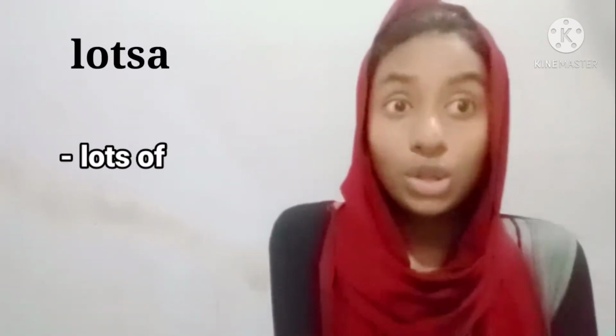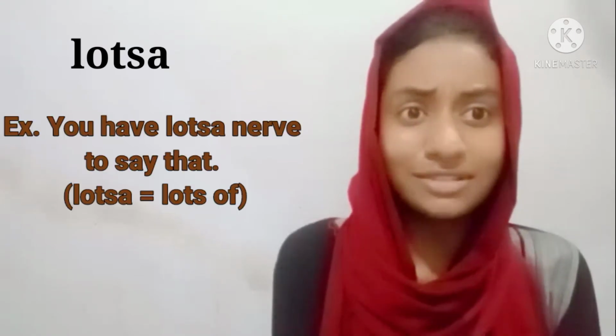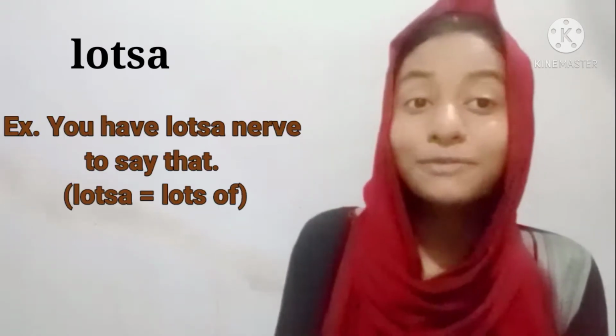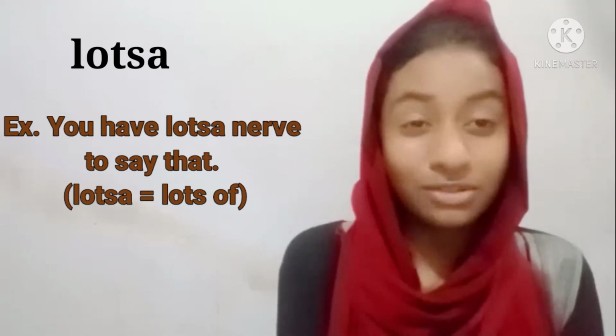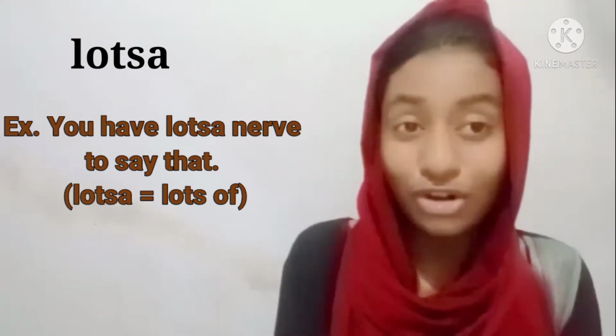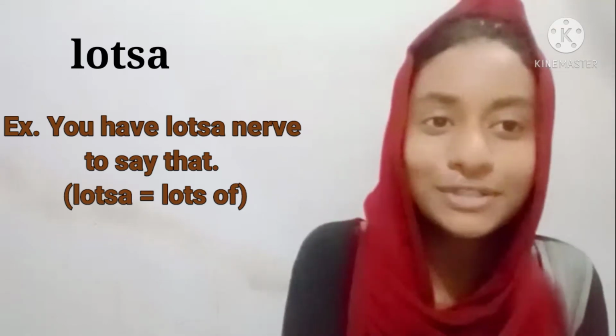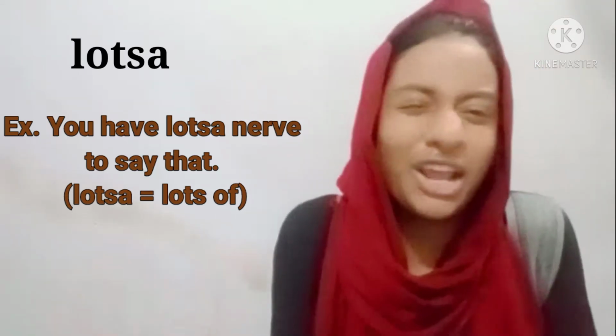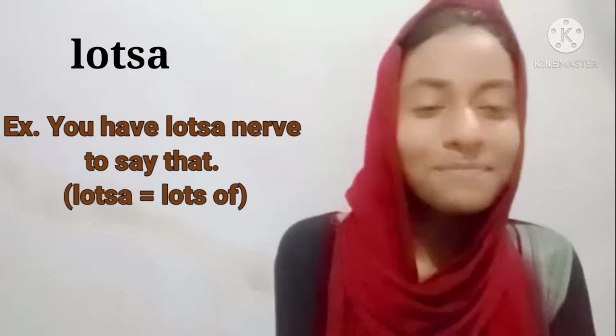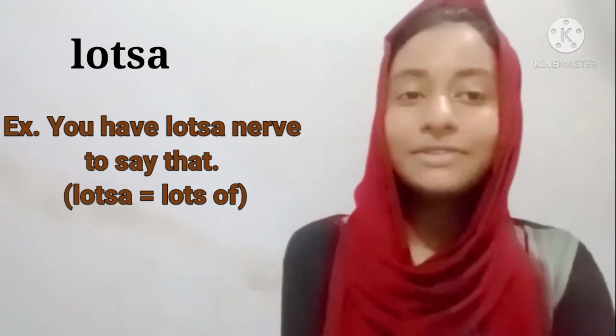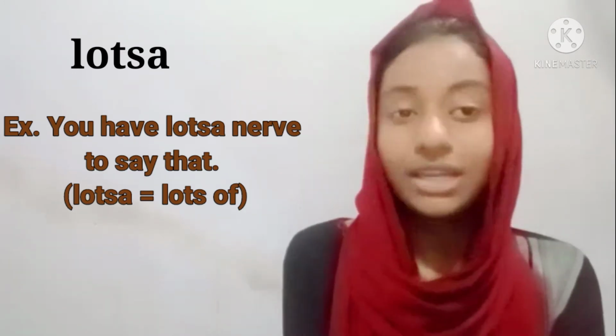So the next one, I guess the eighth one, is lotsa. Lotsa means lots of. So instead of saying lots of, you were using lotsa. For an example, you have lotsa nerve to say that. So here nerve refers to guts. So you've got lots of guts to say that, or lots of nerve to say that. You were like pretty much brave. You just protested to something. So here, instead of saying lots of, you were saying only lotsa. You have lotsa nerve to say that, right?